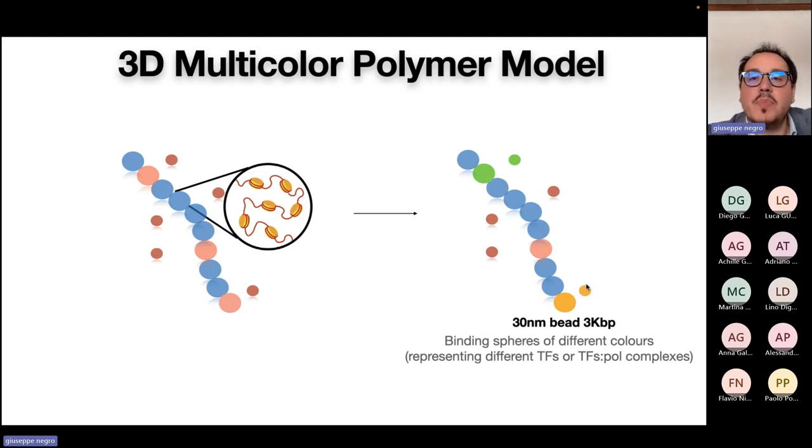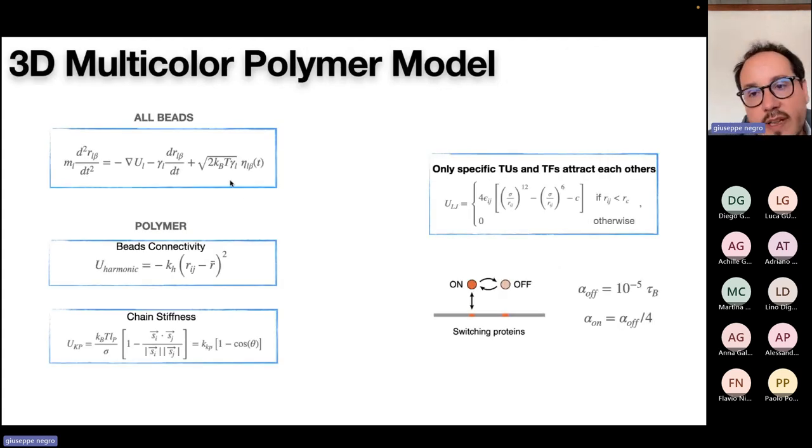This is not completely new in the community, but it was done to study different problems, and these proteins and different transcription units were actually modeling so-called epigenetic markers. I hope by the end of this presentation, it will be clear what these different kinds of proteins represent. So with this multicolor model at the 30 nanometer resolution, so each bead actually contains 3 kilobase pairs of DNA, we perform molecular dynamics simulations.